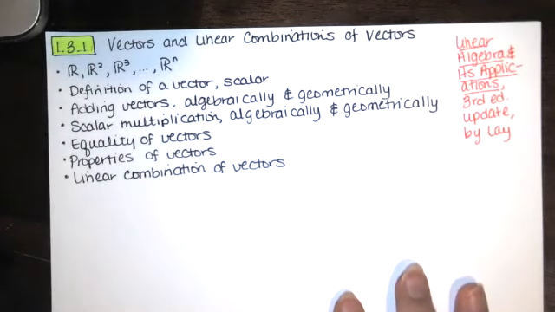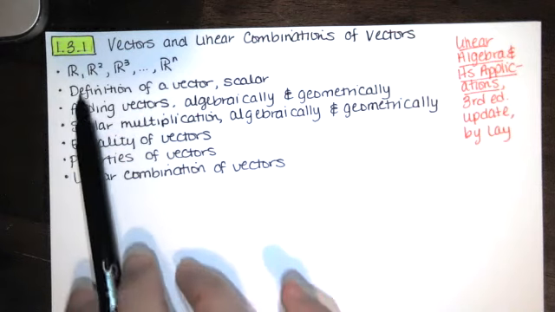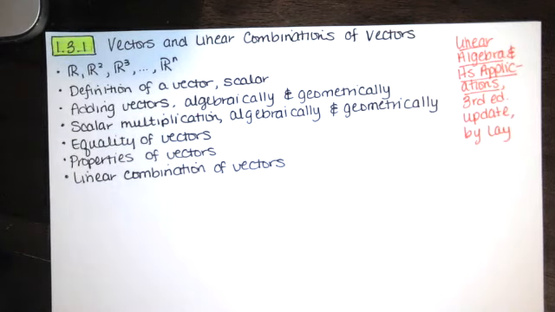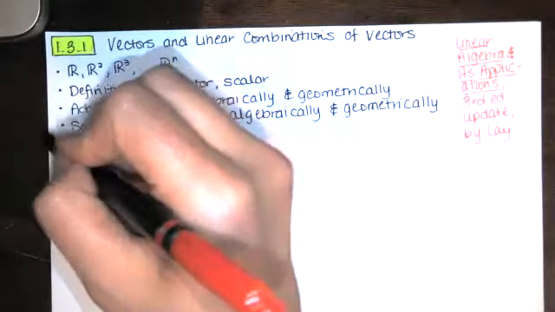Okay, so what we're going to talk about in this video is what R is, and what R2 is, and what R3 is, and what Rn is. And then we're going to define a vector and contrast that with the definition of a scalar. And then we're going to talk about equality of vectors.